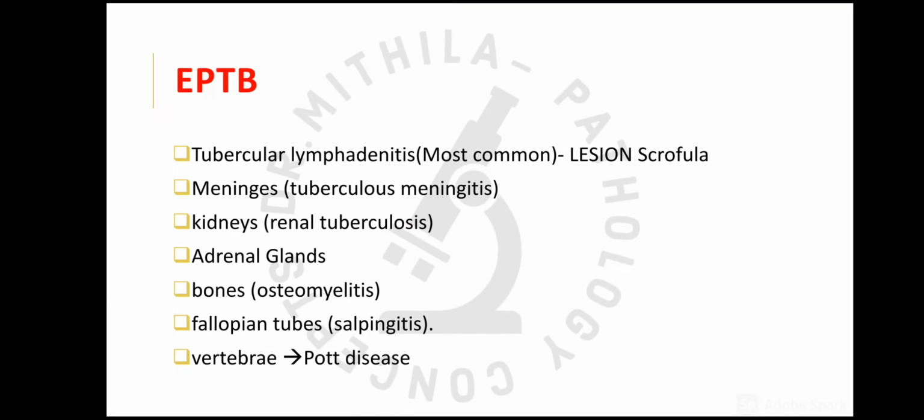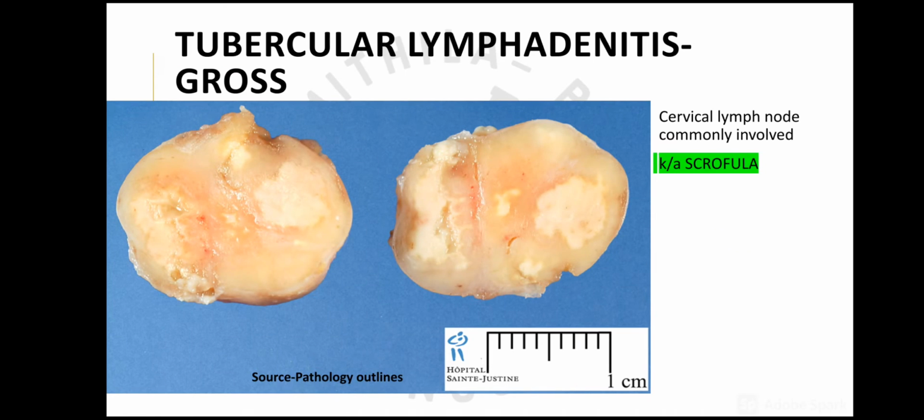Lastly, extrapulmonary TB, the various sites are lymph nodes. Most common cervical lymph nodes are involved. Lesion is known as scrofula. Then tubercular meningitis, renal tuberculosis, adrenal gland. All these are forms of extrapulmonary TB, and the most common lesion is the cervical lymph node. They are most commonly involved in extrapulmonary TB, and the lesion is known as scrofula.